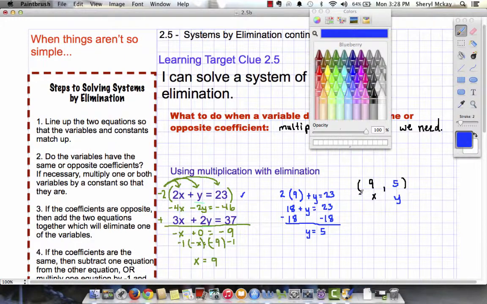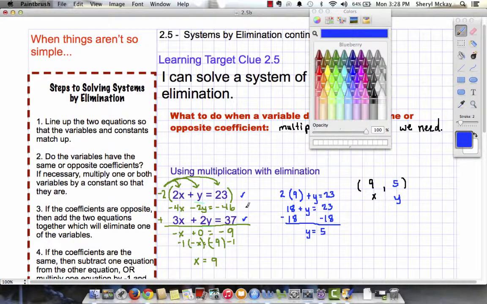That means it's the place where the x and the y are the same in both of them. So 2 times 9 is 18, plus 5 makes 23. I just did a quick check of that one. 3 times 9 is 27. 27 plus 2 times 5 is 10, so 27 plus 10 is 37, so they both worked out.